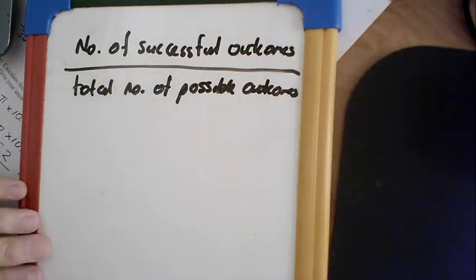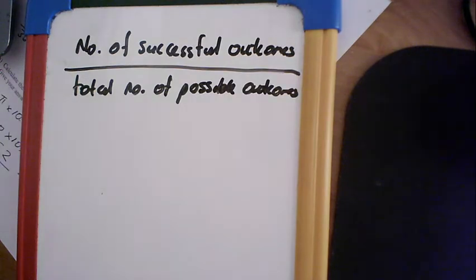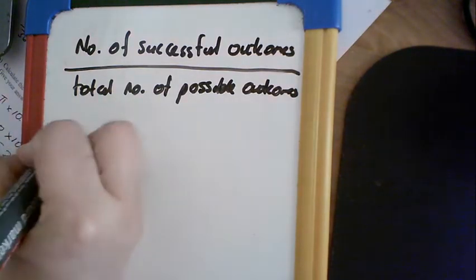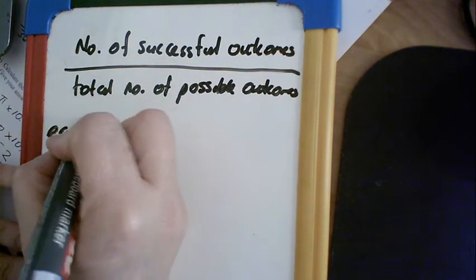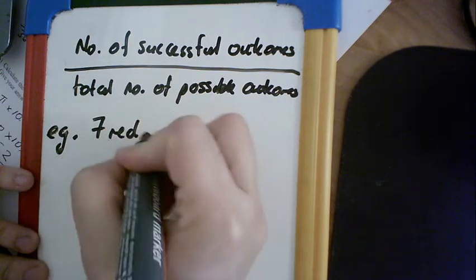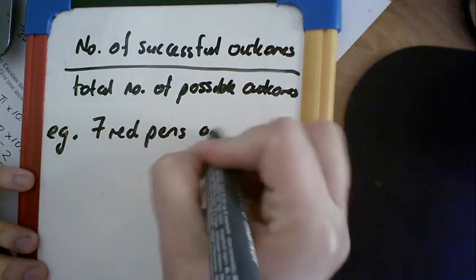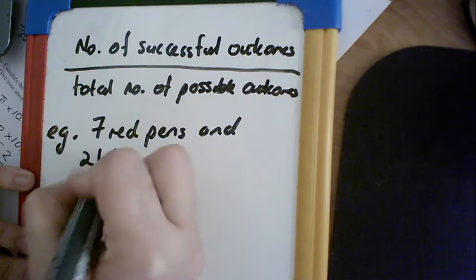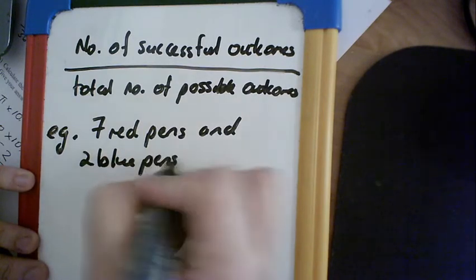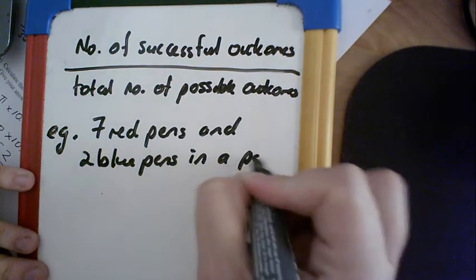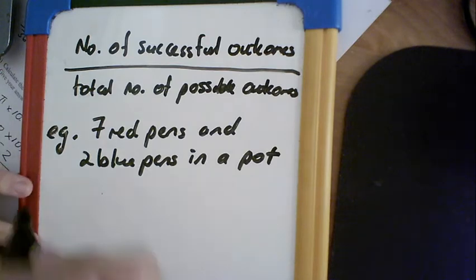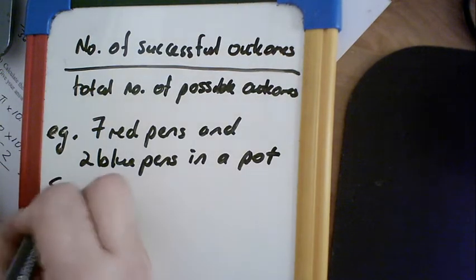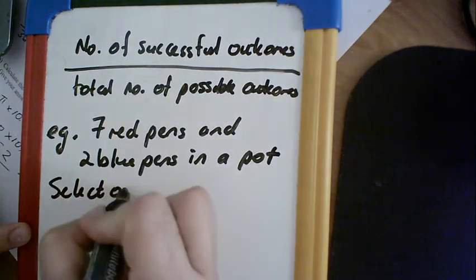Now, that is rather complicated to explain. So let's rather put this in an example. So, for example, if I have 7 red pens and 2 blue pens in a pot, then I grab one, I select one at random.